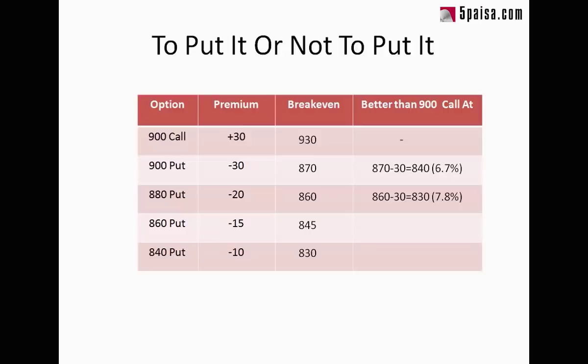The 860 put breaks even at 845. Now we need another 30 for it to outperform the sell call. This number is 815, which is a 9% down move. The 840 put breaks even at 830. Now we need another 30 for it to outperform the call, which is 800. That is an 11% move, which is very rare. So for all practical purposes, it is way better to sell the 900 call than buy a lower strike put.